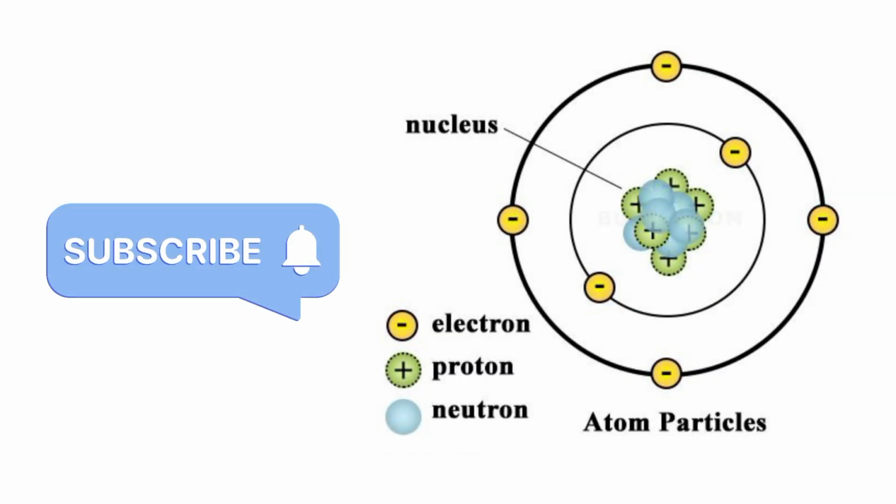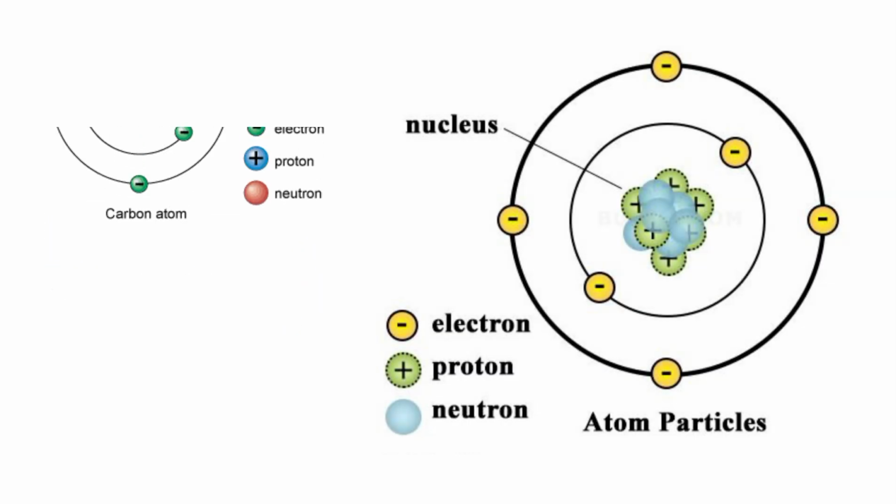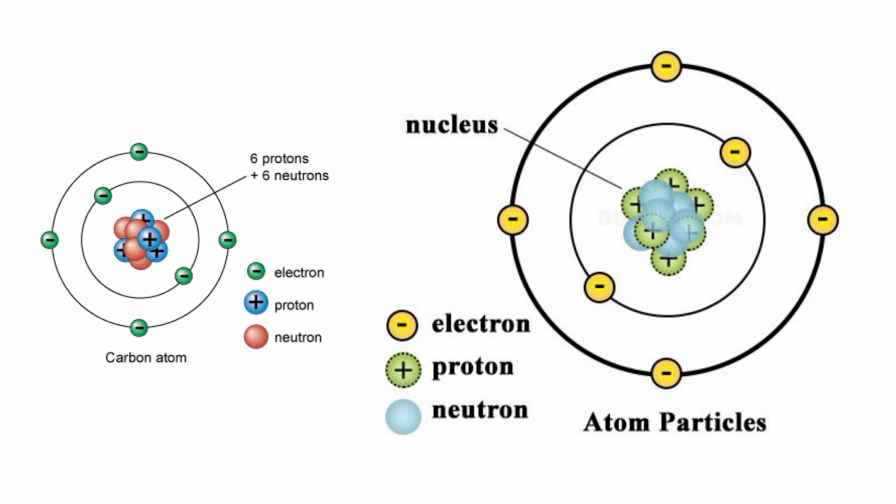So here the nucleus contains two things. The first one, that is the neutron, and the second one, that is the proton. So neutron is the neutral, and the proton is considered as a positive charge. And here you can see in the image that electrons are revolving around the nucleus. Here the electrons will be considered as the negative charge.